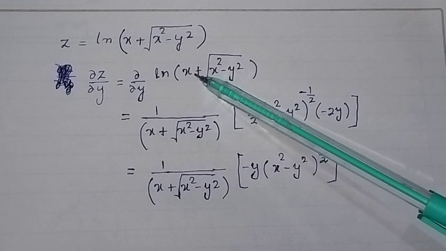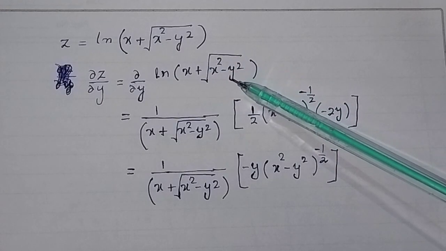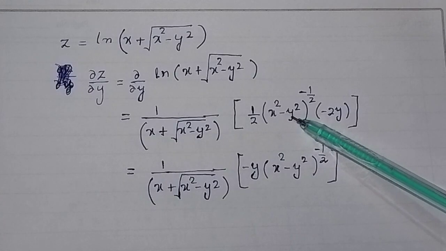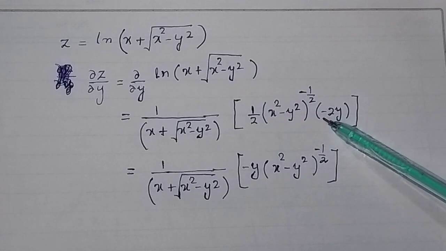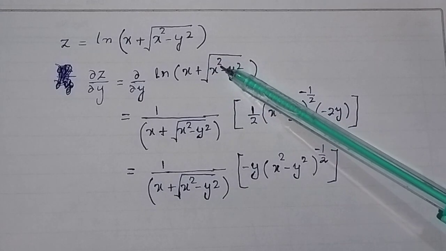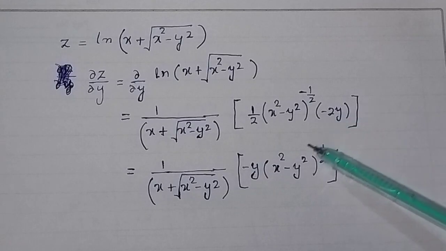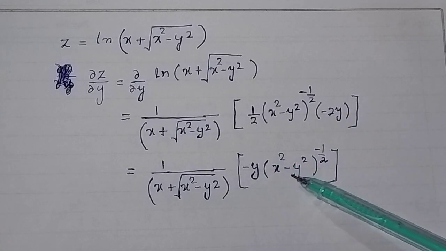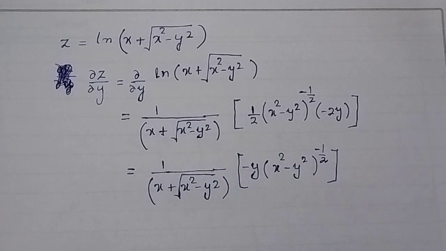If you take the partial derivative of x with respect to y, that will be equal to 0, and partial derivative of square root of x square minus y square will be equal to half x square minus y square to the power minus half, and derivative of minus y square is equal to minus 2y, because partial derivative of x square is equal to 0. So rearranging the terms, you cancel 2 here. So this will be equal to minus y times x square minus y square to the power minus half, and this term is here. So in this way you can find out the partial derivative of a function having two variables or more than one variable.